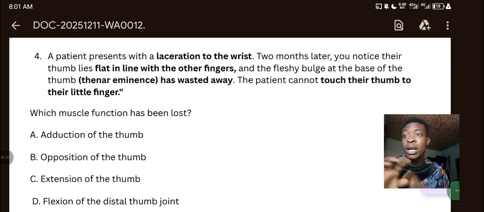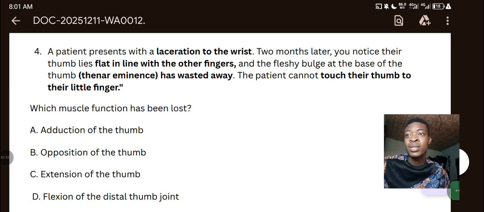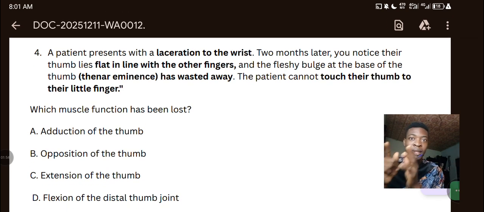We have the adduction of the thumb. Adduction of the thumb is actually caused by the Adductor pollicis, right? And the Adductor pollicis is innervated by the deep branch of the ulnar nerve. So that cannot be the answer, because this is a median nerve injury, given the thenar eminence.